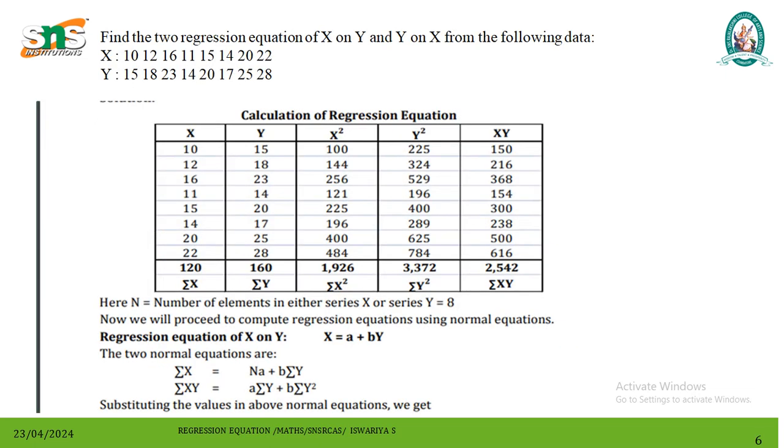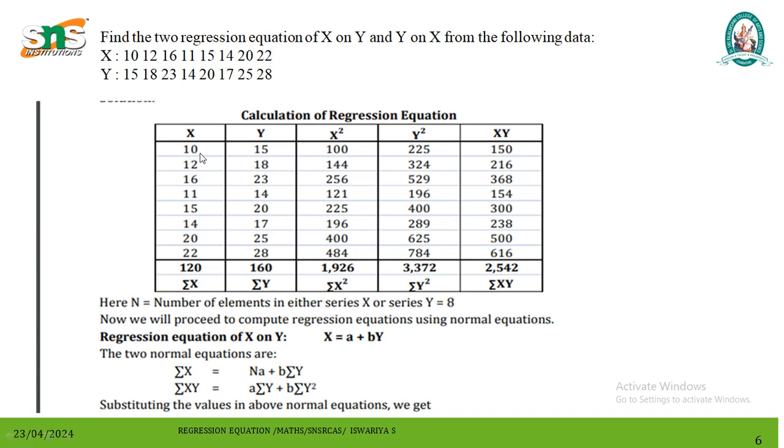Next we are going to see a problem related to this regression equation. Here we have to find the two regression equations, x on y and y on x, for the following data. To calculate the regression equation, first we have to find the table. First I write the x and y values in the table. Next we have to find the value of x square. To find the x square, we have to square the x values.